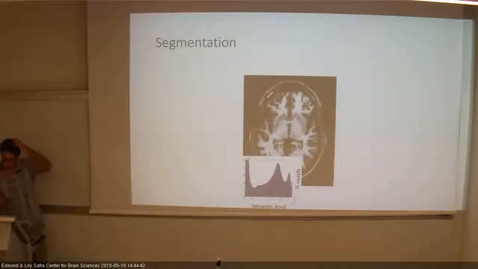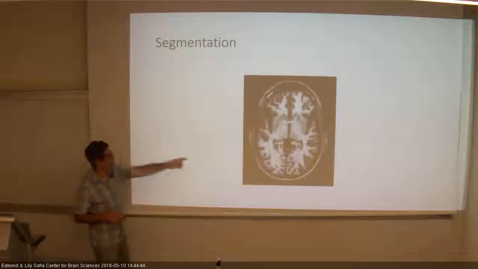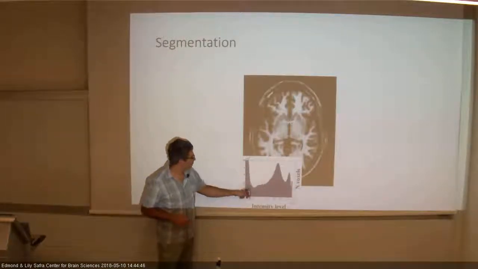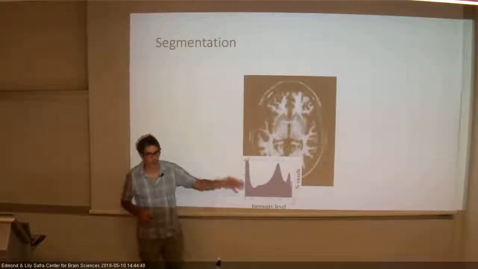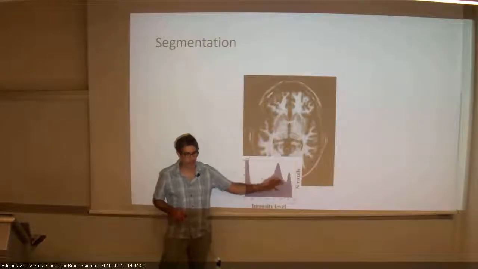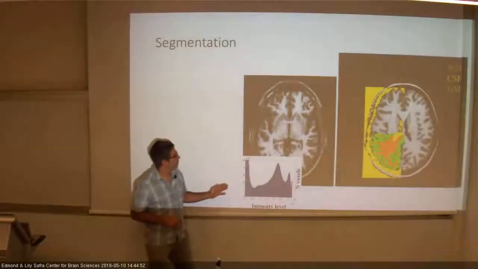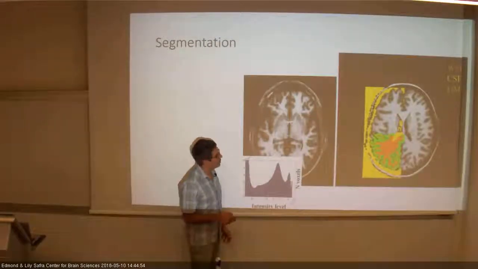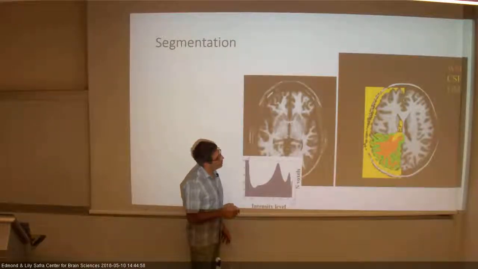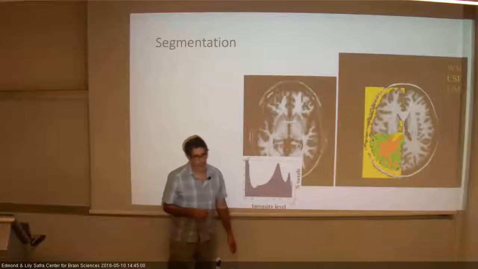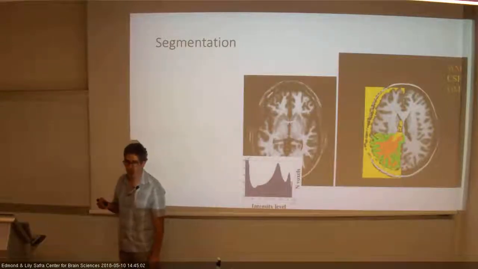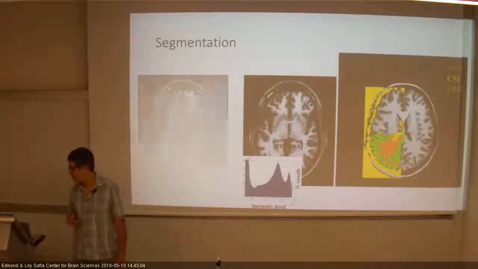Okay, segmentation. The idea in segmentation is to define gray and white matter. We can look at the histogram of the image and say, let's say, here is gray matter, here is white matter, something like that. That's what we have in here, right? So we segment gray matter, white matter, ventricles and everything else. We can decide how many segments we want, and that will be very useful in a second.